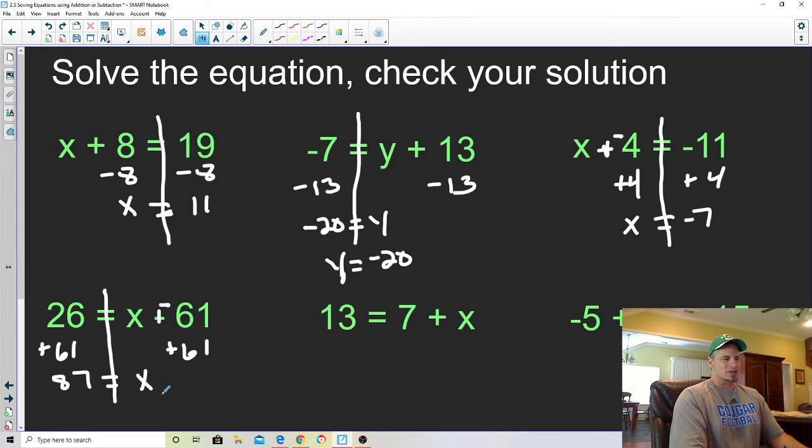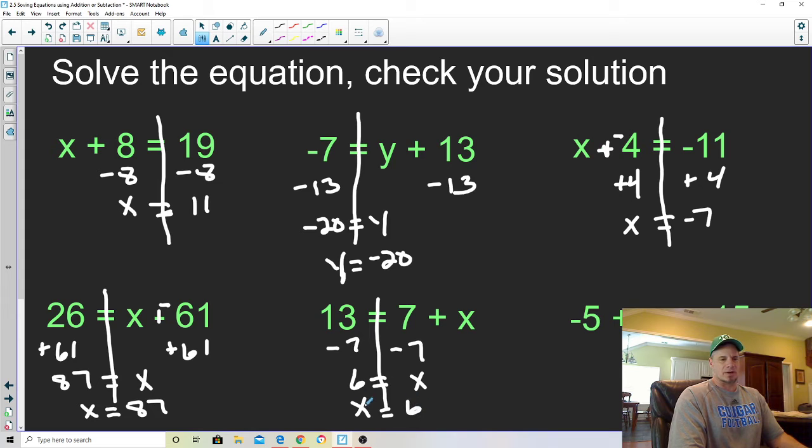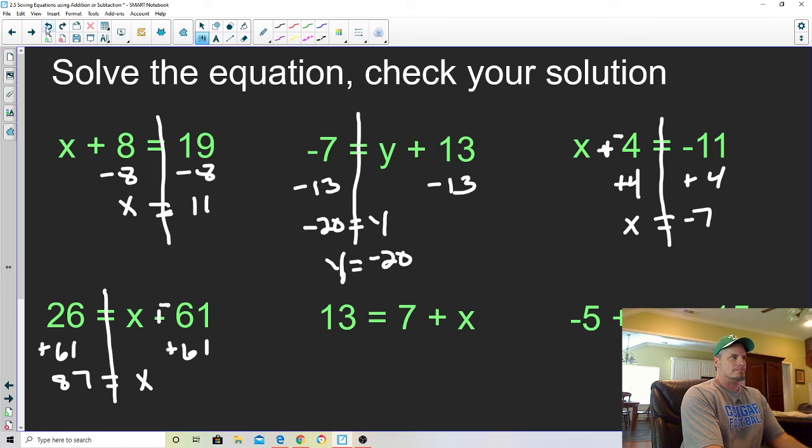And again, you might get a teacher that wants you to have the variable on the left-hand side. Just flip it around. Okay, x equals 87. Okay, this one, we're going to bring the line down here. Here we're going to subtract 7 because it's a positive 7. So minus 7, and if I do it on this side of the line, I have to do it on this side of the line, the equal sign. So I get x equals 6, and I'm going to go ahead and flip that around, make it x equals 6 there.